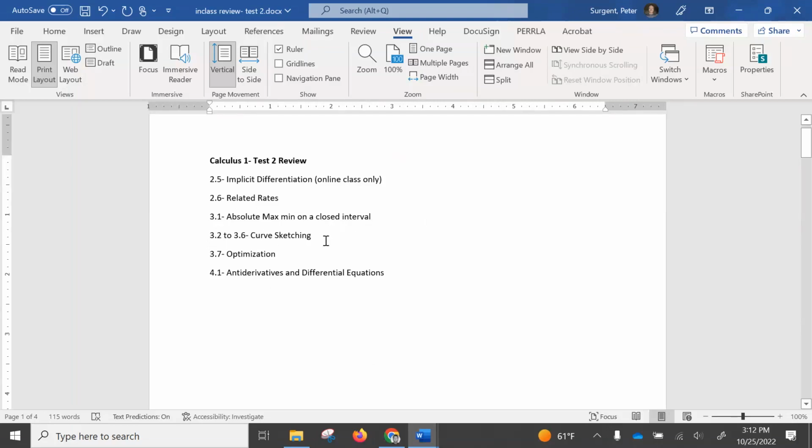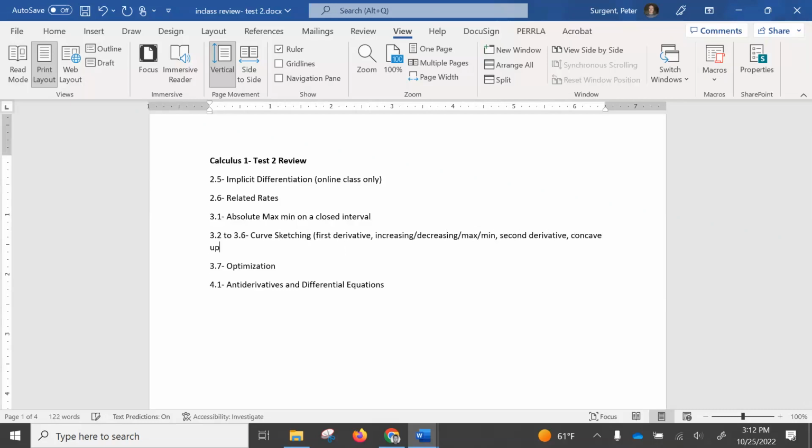Okay, 3.2 to 3.6, I just put those together as one topic. But that, of course, is first what the first derivative tells you: increasing, decreasing, max, min. And what the second derivative tells you: concave up, we've done a bunch of these by now, right? Concave down, and inflection points.